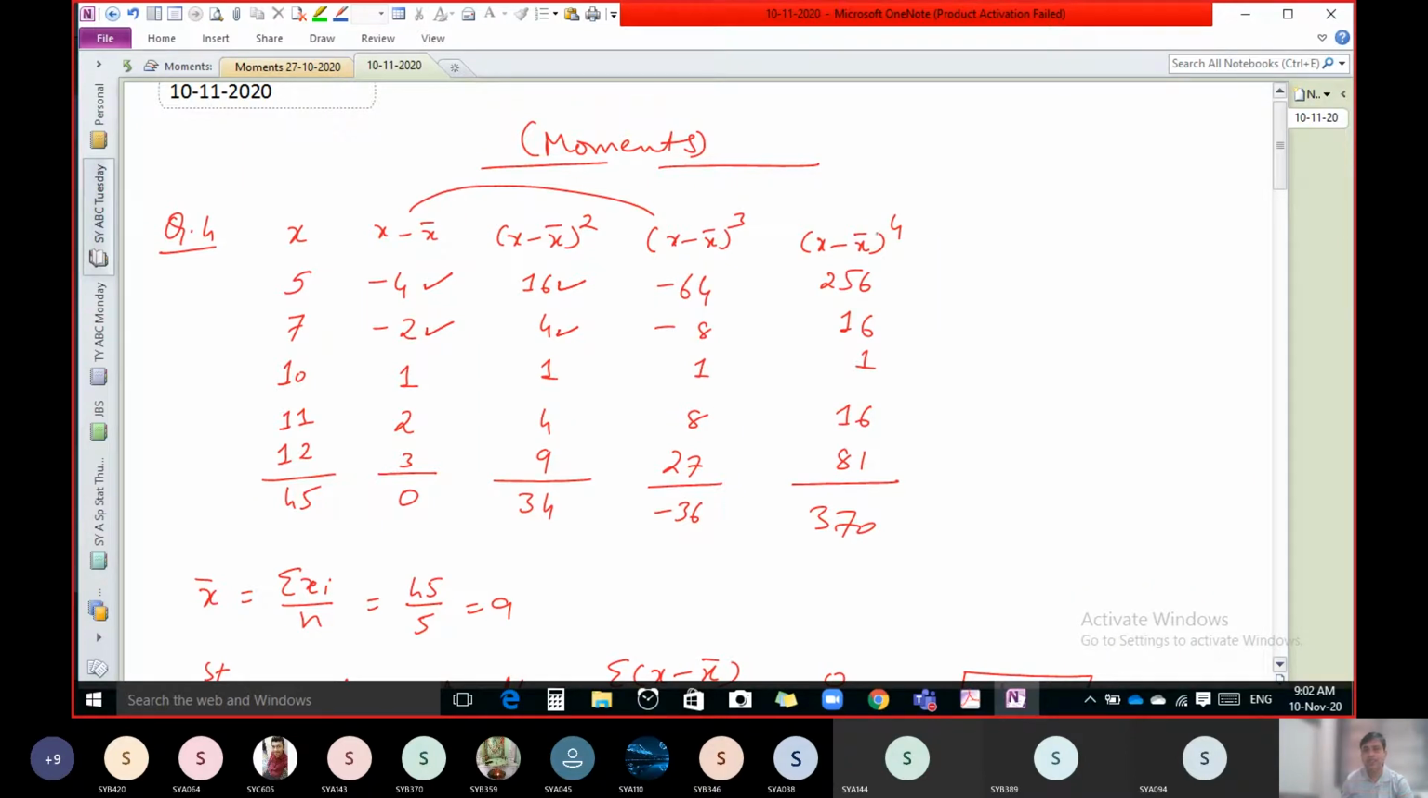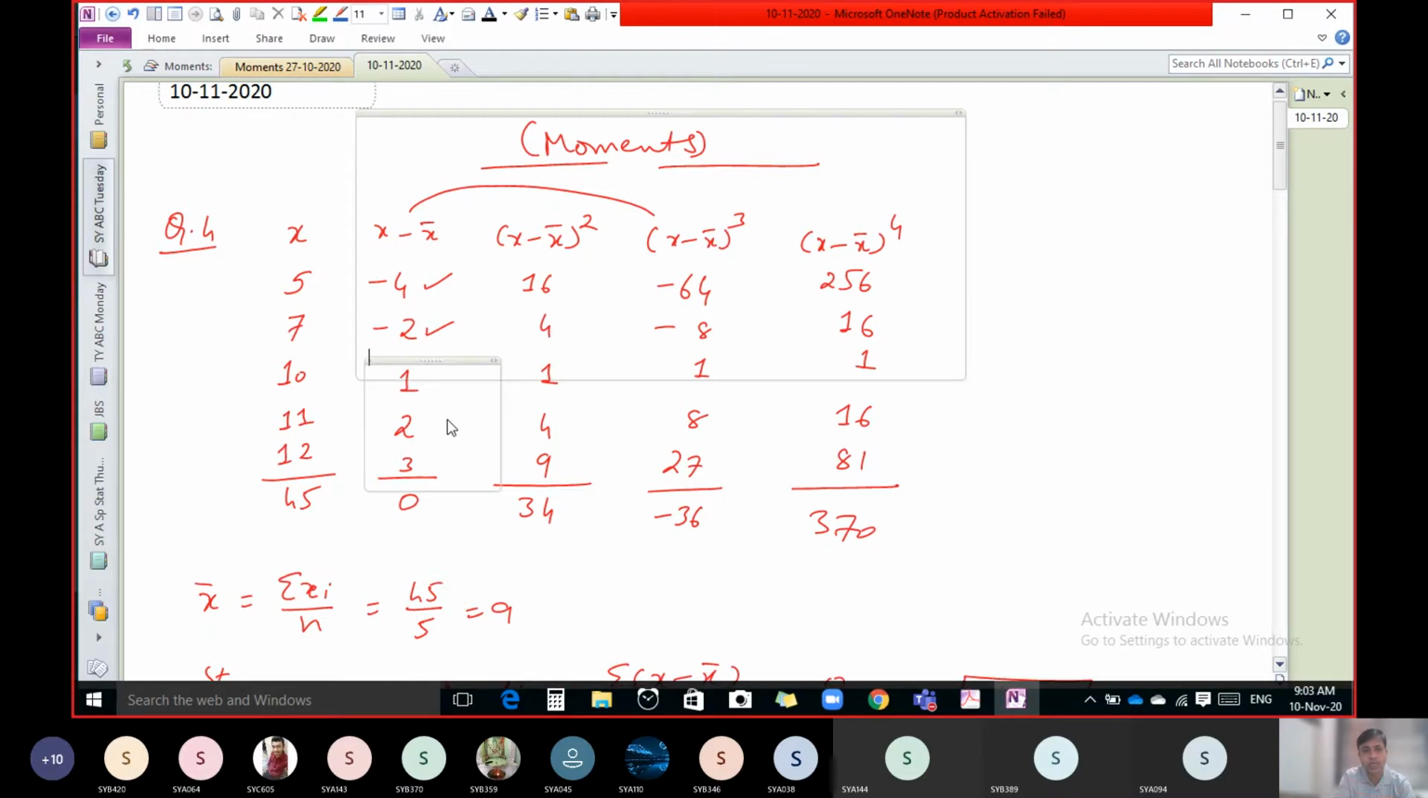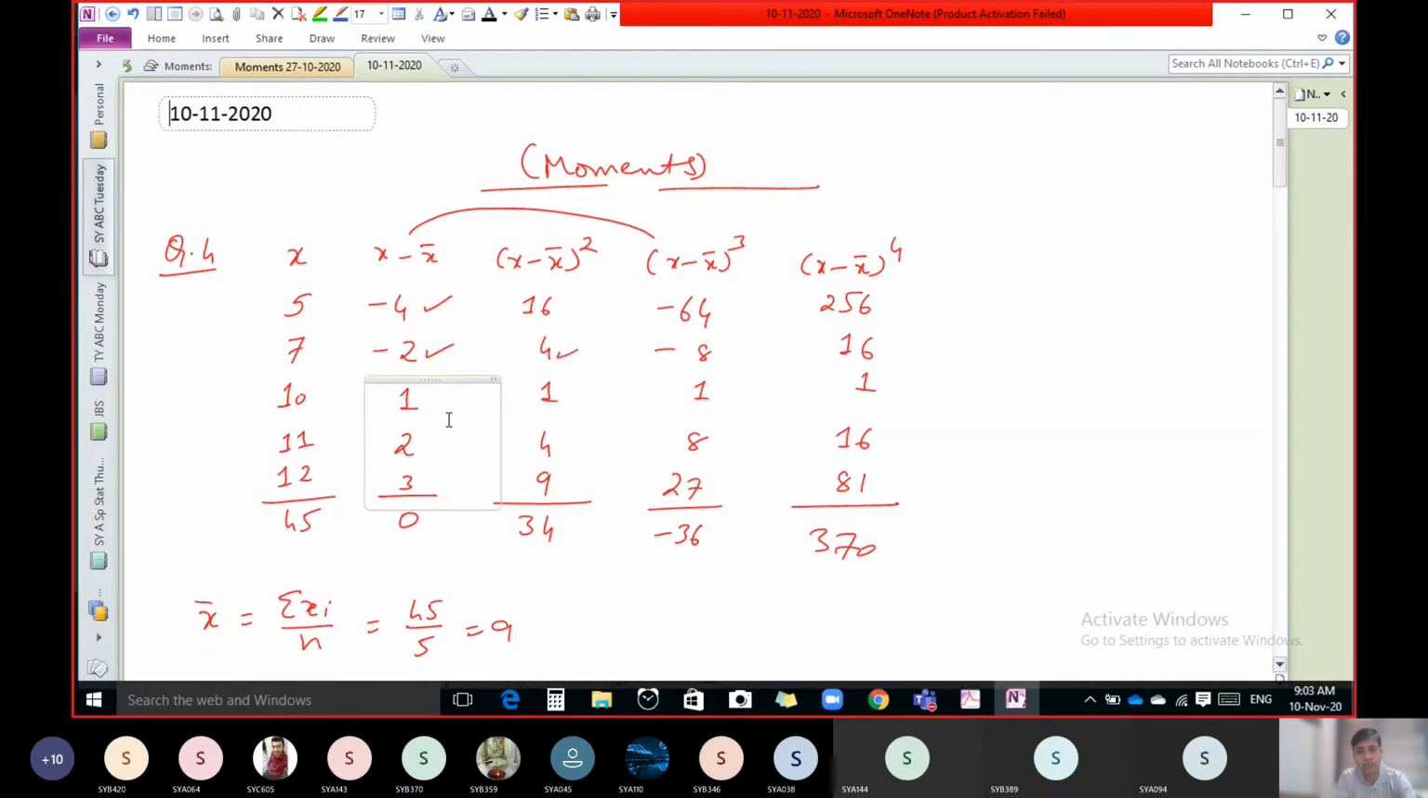And x minus x bar raised to 4 means take the power 4 of this x minus x bar, or you can take the square of these squares. So 16 square is 256. Now 4 square is 16, 1 square is 1, 4 square is 16 and 9 square is 81. Add this, we get 370. Now this 0 is the total of 5 values. So the addition of these 5 is 0, divided by 5, we get mu1, that means the first central moment.